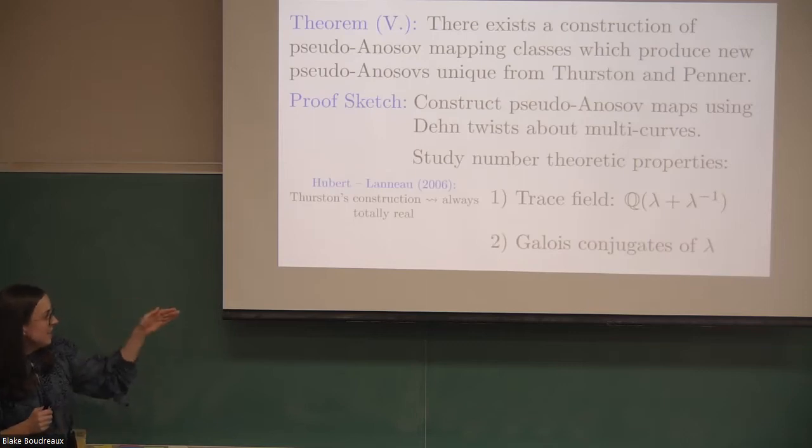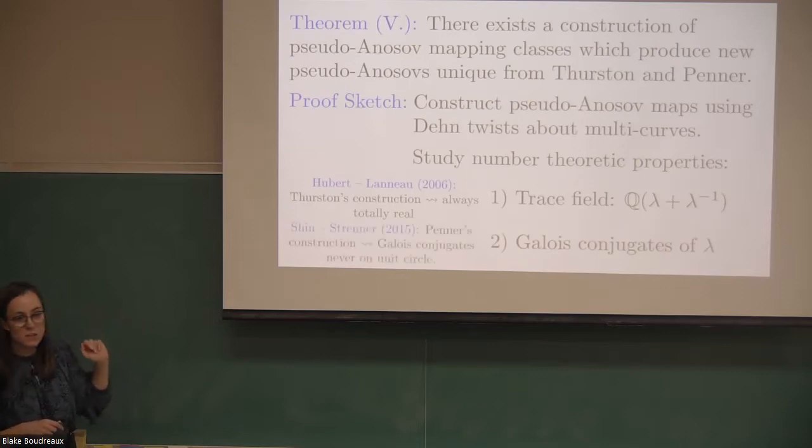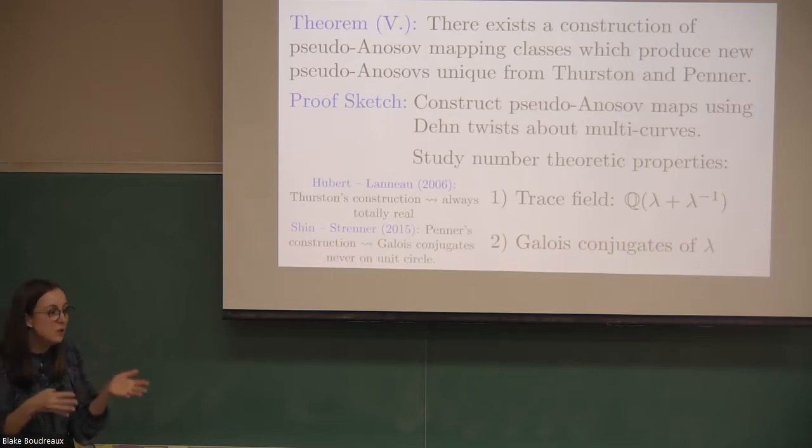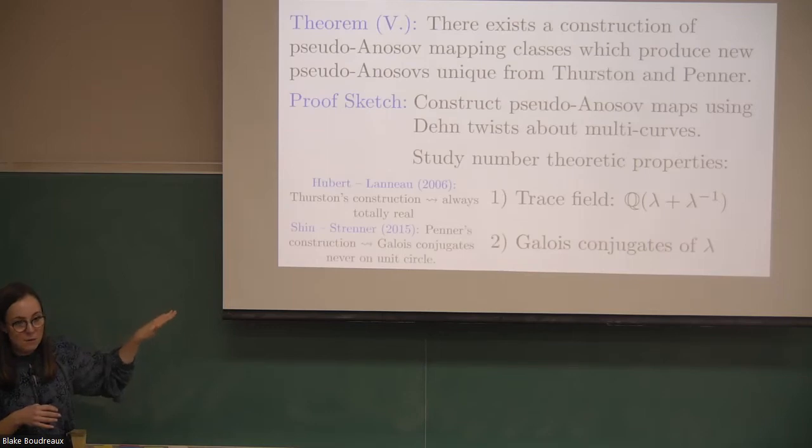The next thing that we can study are the Galois conjugates of the stretch factor. Shin and Strenner were able to show that for Penner's construction, the Galois conjugates are never on the unit circle. But my map has Galois conjugates that do lie on the unit circle. So it also can't come from Penner's construction. So at this point, we have an entirely new map, an entirely new pseudo-Anosov map.